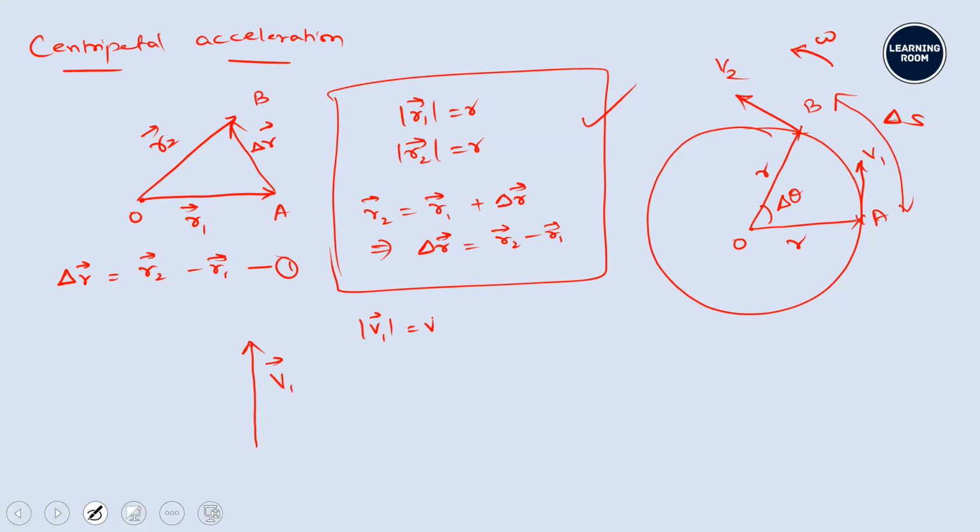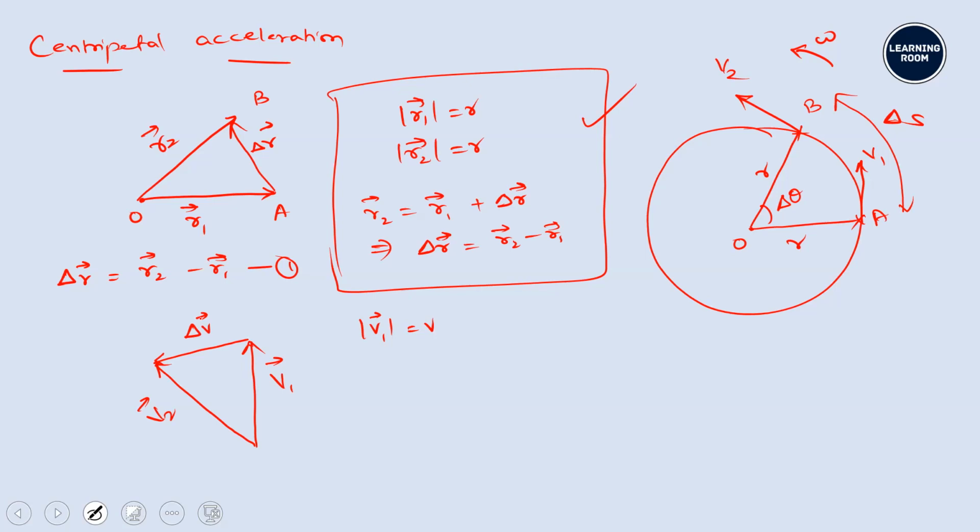Similarly, if I take this V2 vector and place it here, then this V2 vector will be like this. I repeat, I take this V2 vector and move it in this way. So this vector and this vector have some inclination between them. What is that inclination? We are supposed to find it. Now, if I join these 2 points, then this is going to be delta v vector, which is the change in velocity that has taken place.